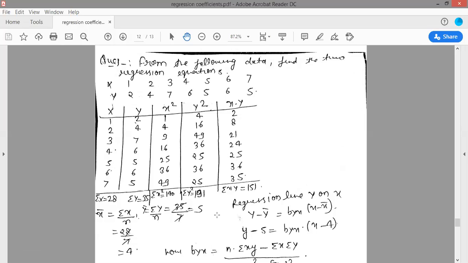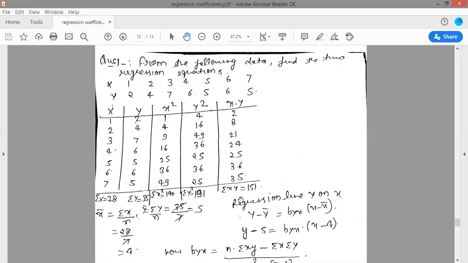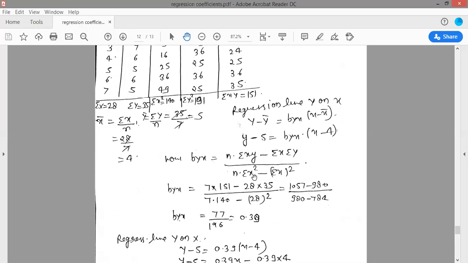So byx we will calculate, and we know the byx formula: byx is equal to n into summation xy minus summation x summation y, upon n into summation x square minus summation x whole square. So just put all these values. All these values are coming from this table. Look at this table. This table we will construct and find summation x square, summation y square, summation xy, and we will put all these values here, and we will get our byx. So our byx is equal to 0.39.